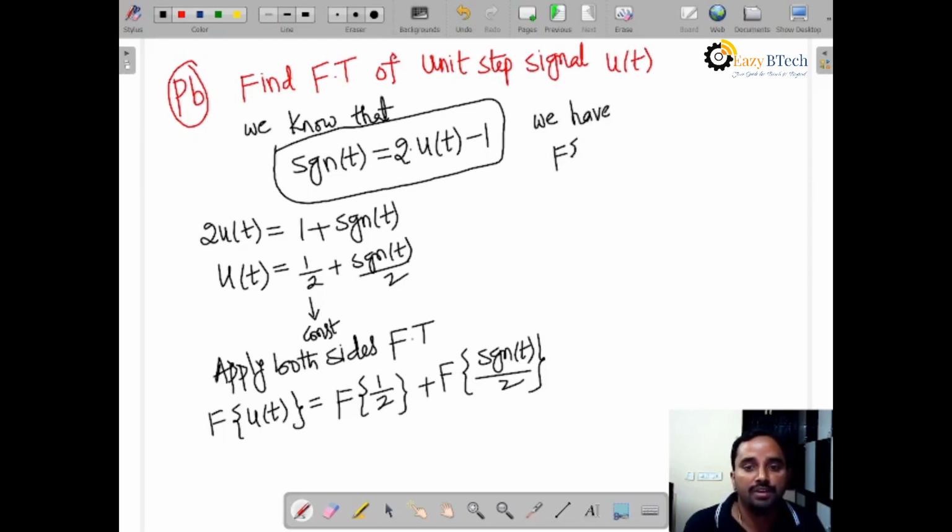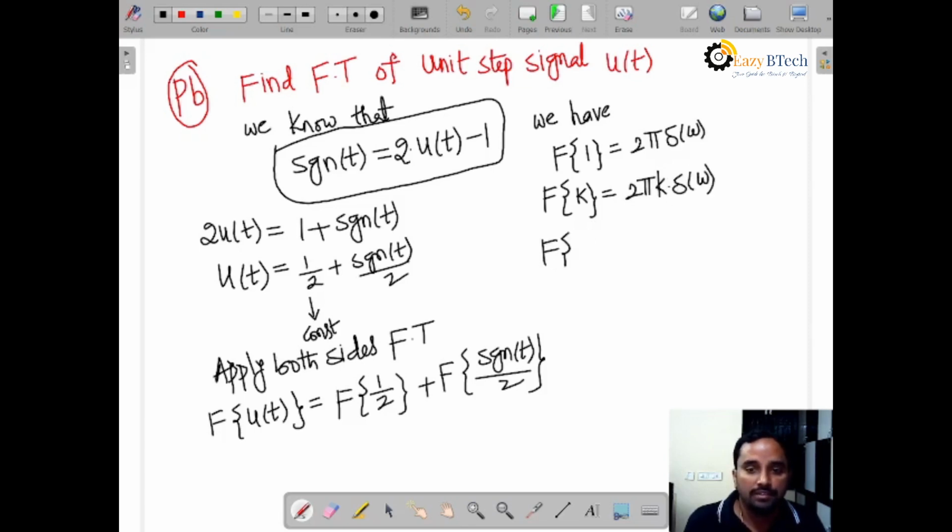Fourier transform of constant k. First of all, Fourier transform of 1. I am taking a constant 1. So it is 2 pi del of omega. Fourier transform of 1 is 2 pi del of omega. So Fourier transform of constant k will become 2 pi k del of omega.